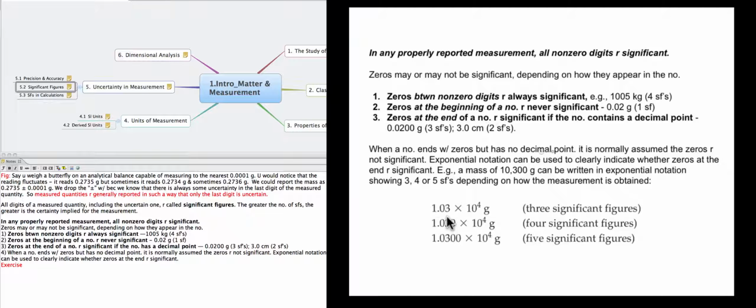So, for example, here you can write 10,300 gram in exponential notation as 1.03 times 10 to the 4th gram. If you write it in this way, then there are 3 significant figures, 1, 2, and 3. And if you express the same result in exponential notation as 1.0300 times 10 to the 4th gram, that means the result has 5 significant figures. As we mentioned earlier, the greater the number of significant figures, the greater is the certainty implied for the measurement.